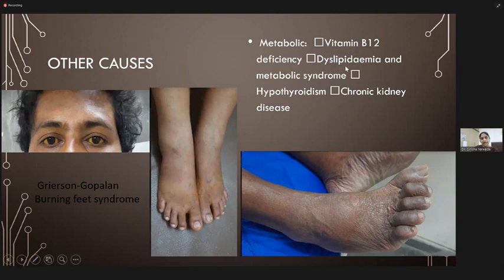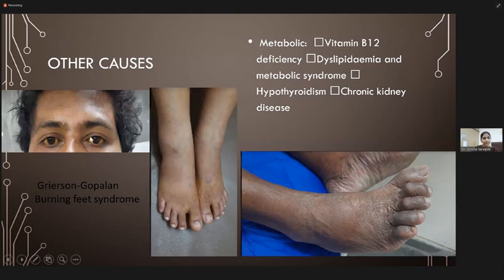Similarly, even dyslipidemia, hypertriglyceridemia is also implicated in small fiber neuropathy. Even patients with metabolic syndrome, their intraepidermal nerve fiber density is very low. Thyroid is one which you have to check for the presence of small fiber neuropathy, and chronic renal disease. So we know Gopalan's burning feet syndrome, where the patients have severe pain in the night in their feet, similar to the diabetic small fiber neuropathy, which is multifactorial.